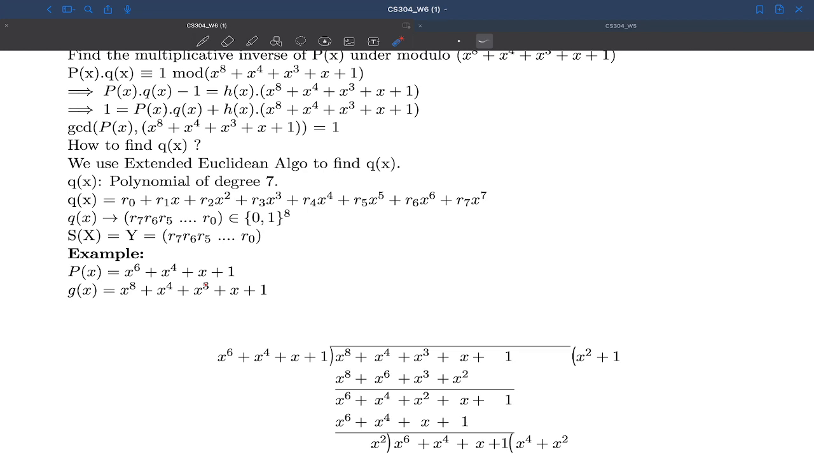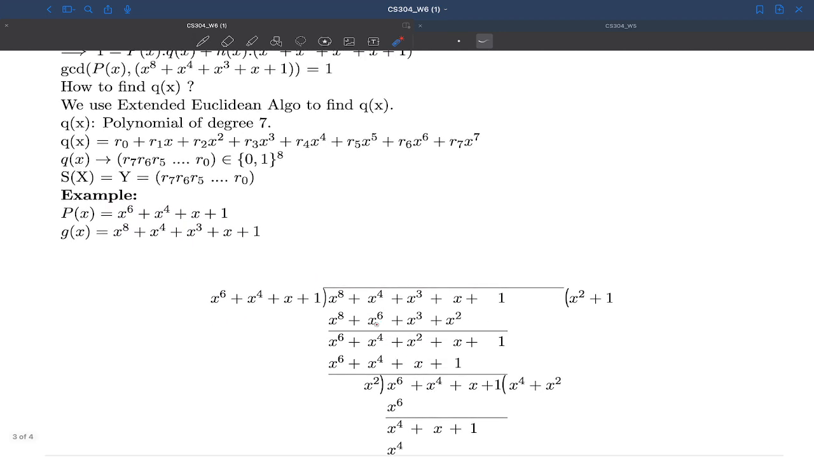So what we do in the extended Euclidean algorithm is make this g(x) a dividend. So in place of dividend, I place this g(x). Make this p(x) a divisor. So I have placed x^6 + x^4 + x + 1 here as a divisor. Now divide and find the remainder. When you divide, it will go with x^2 + 1 as quotient, and you will get the remainder x^2. Now how are we dividing?